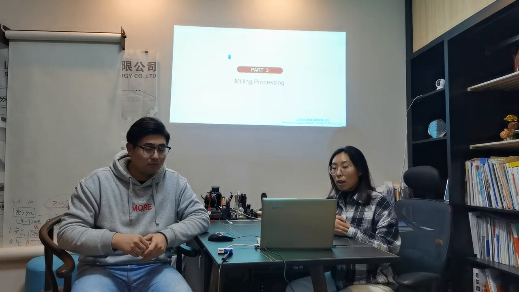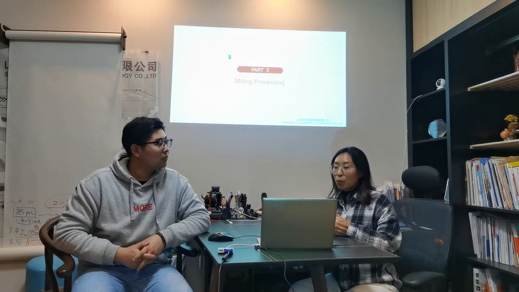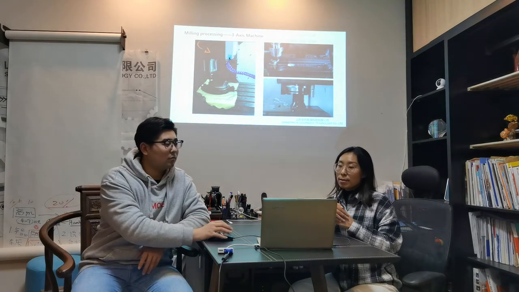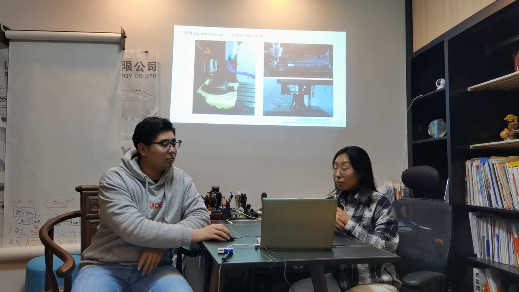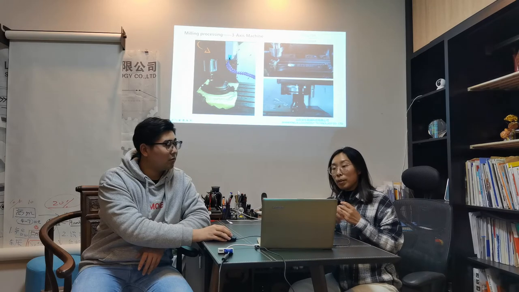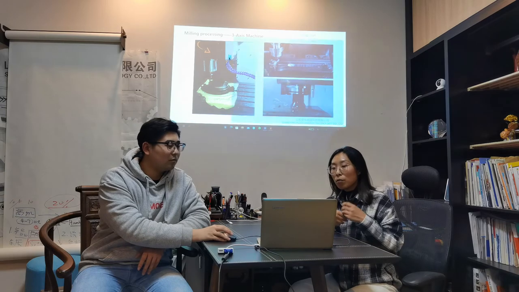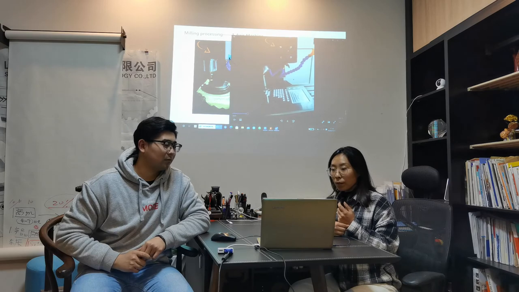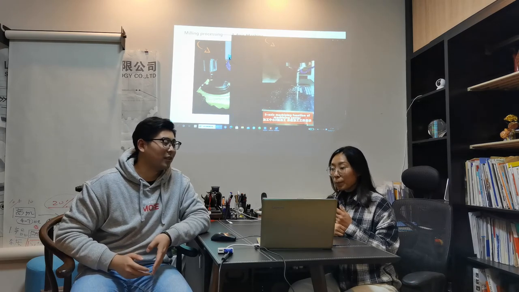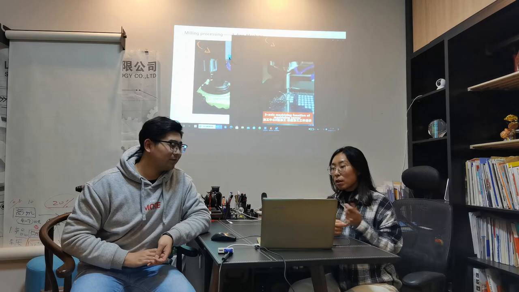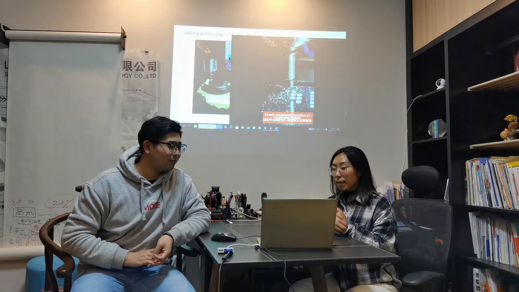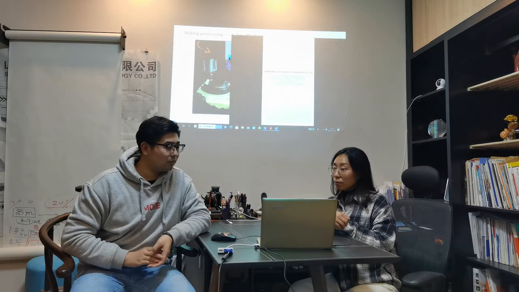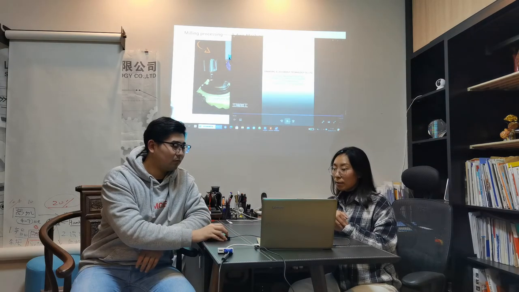Next is the milling processing, and we can see the 3-axis CNC machine doing milling processing. We mainly have a video to show our customer how the machine makes milling processing. Yes, in the video, this is a 3-axis CNC vertical machine, and it's mainly processing a small part on the plate.